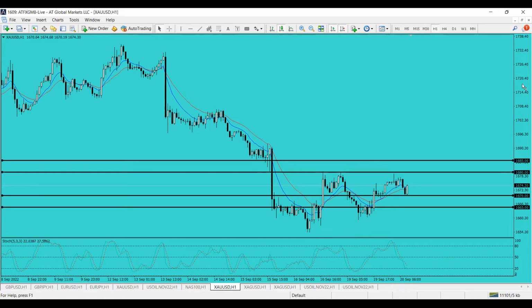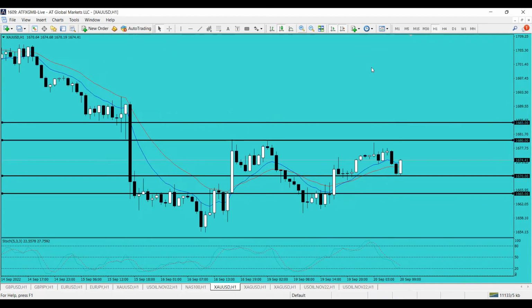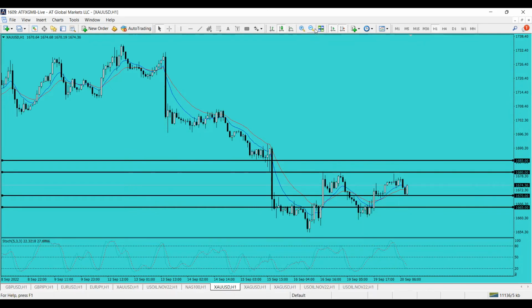Currently, it's being traded around 1674.40 per ounce. The price levels that we need to pay attention to for the day are 1680 and, of course, 1670. Based on the structure on the hourly chart, the faster EMA has not crossed the slower EMA, but as you can see, gold is currently going up. For the day, if gold is traded beyond 1680, then we might see 1685 in the picture for the day.